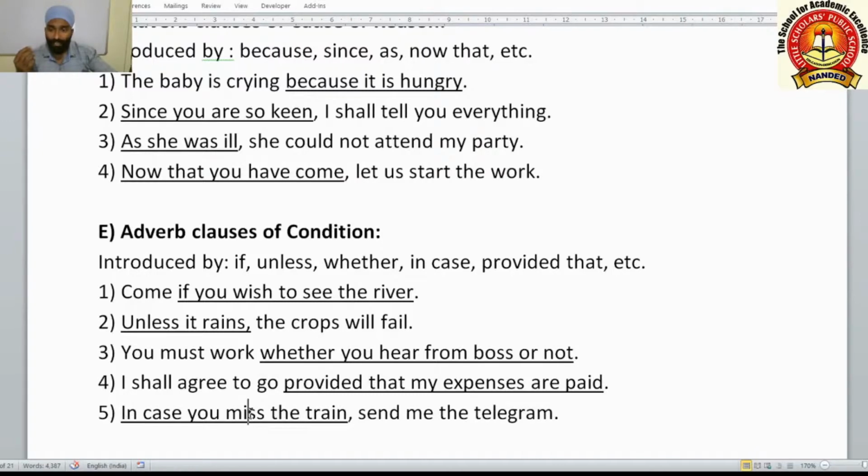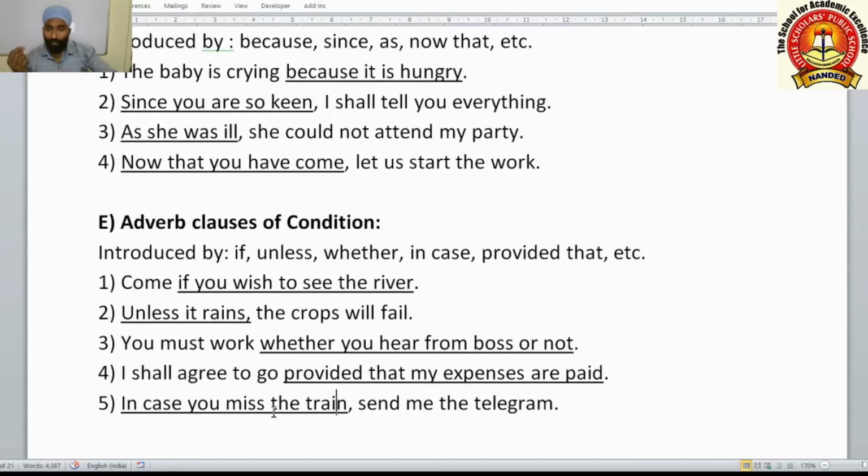After that, in case you miss the train, send me a telegram. In case you miss the train. So here, this in case subordinate clause tells about the condition. In case you miss the train, so this is the condition. If this condition is true, send me the telegram. The other condition will be true. And this is how today's adverb clauses are.